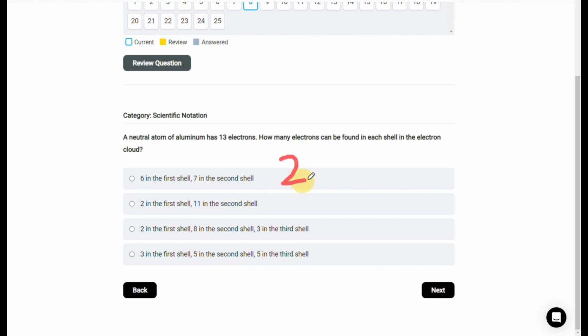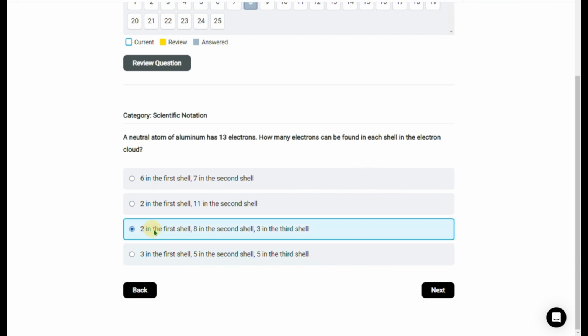Thus, 2 would be used in the first, 8 would be used in the second to fully fill it, and a final 3 is found in the third shell. This adds up to 13. So, the answer would be 2 in the first shell, 8 in the second shell, and 3 in the third shell.